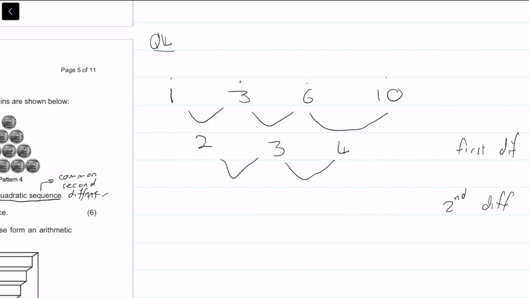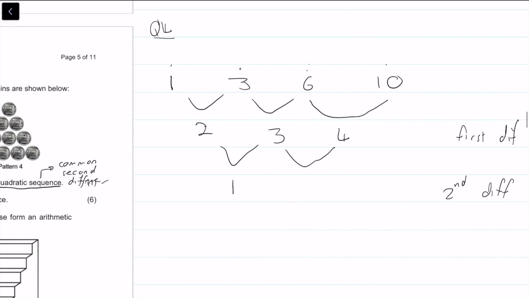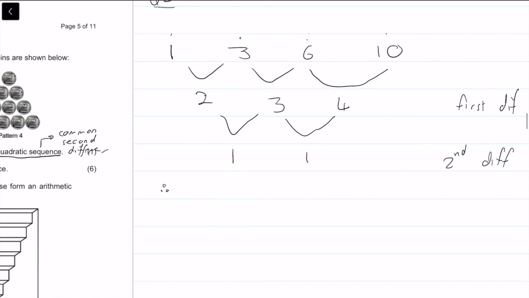That's going to be 3 minus 2, which is 1, and 4 minus 3, which is also 1. So as we can see, we have a constant second difference, and we can say therefore the pattern is quadratic.